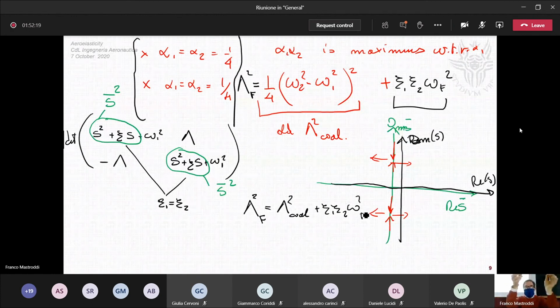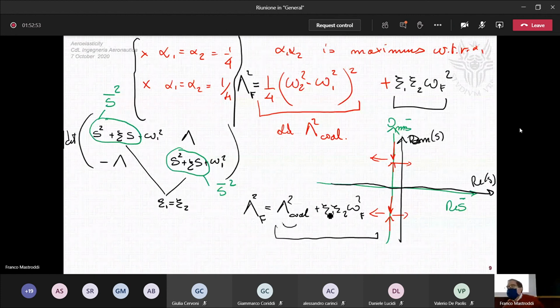After the coalescence, one pole goes on the right, becoming an unstable pole, and the other one goes on the left. And so you have first this critical condition, which is not critical, the coalescence, and then this is critical because the flutter is the sum of coalescence and another term to be added. So you have first a coalescence of the modes, and then you have an instability.